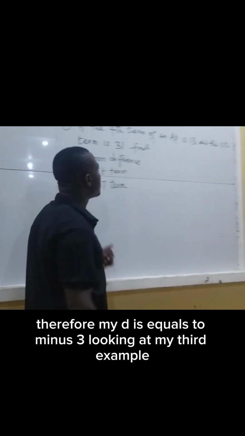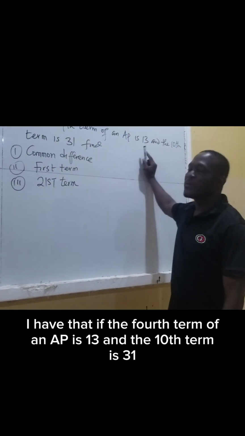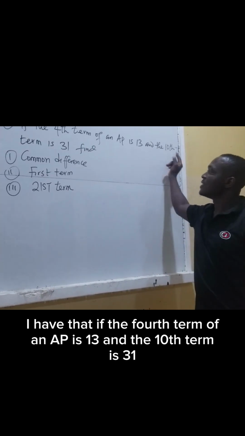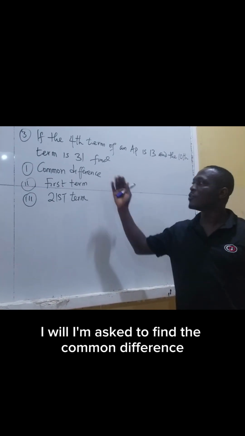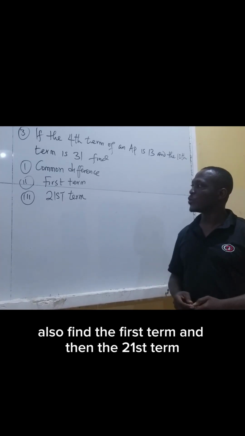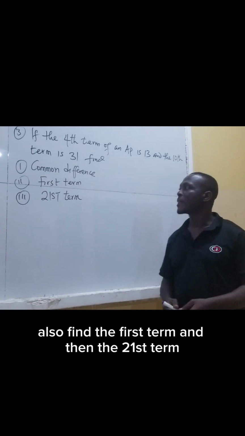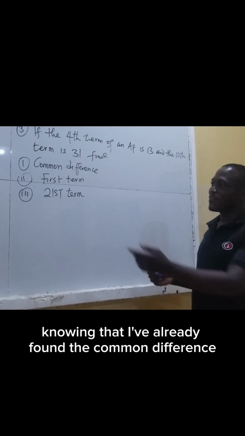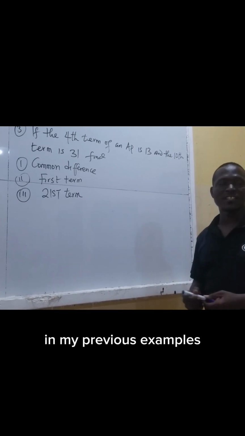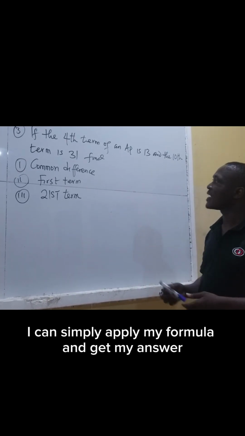Looking at my third example, I have that if the fourth term of an AP is 13 and the 10th term is 31, I'm asked to find the common difference. Also, find the first term and then the 21st term. So what I will do in this case is, knowing that I've already found the common difference in my previous examples, I can simply apply my formula and get my answer.